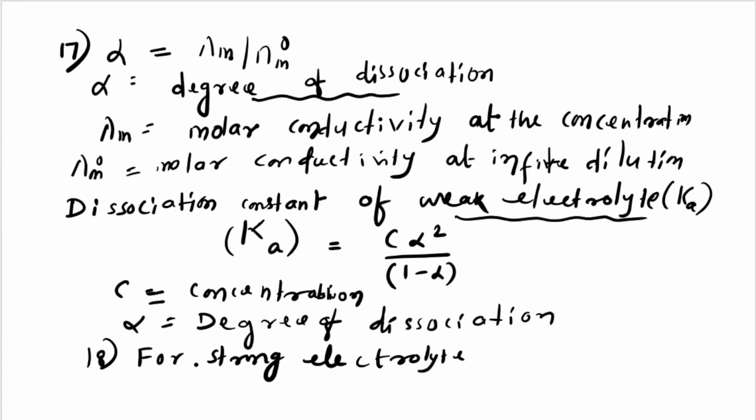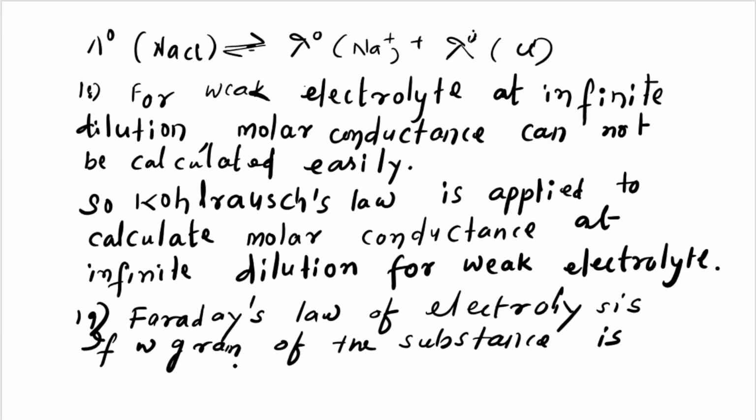Then come to point 18, for strong electrolytes. For a strong electrolyte, what happens? Lambda 0 NaCl, since it is completely ionized because it is a strong electrolyte, equals lambda 0 Na plus, with the 0 or infinity sign having the same meaning, plus lambda 0 Cl minus. Suppose 100 NaCl are there, then that means 100 Na plus and 100 Cl minus.